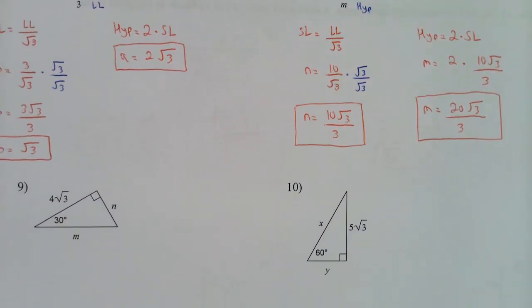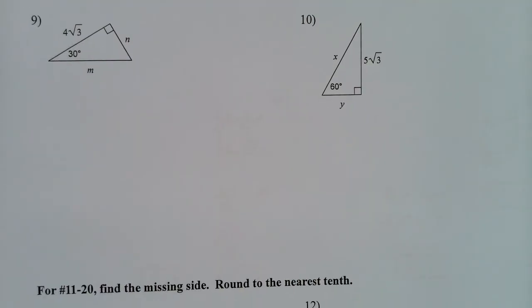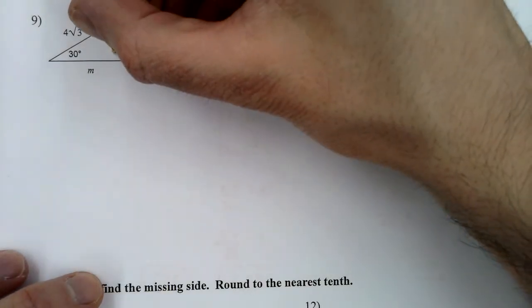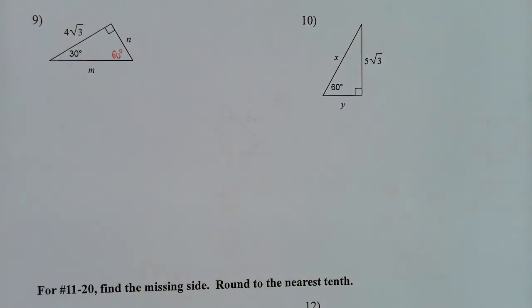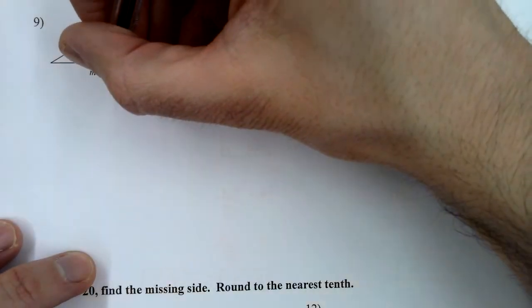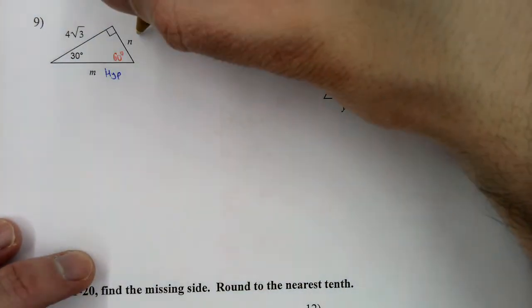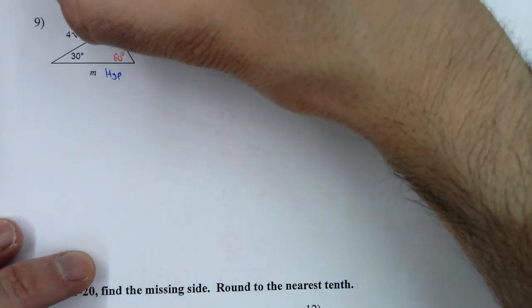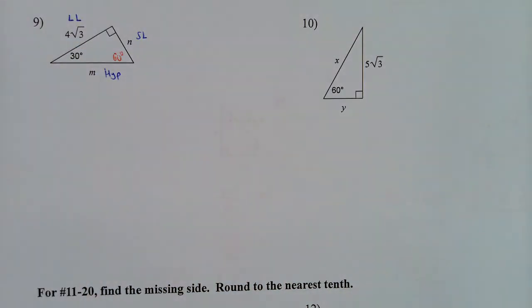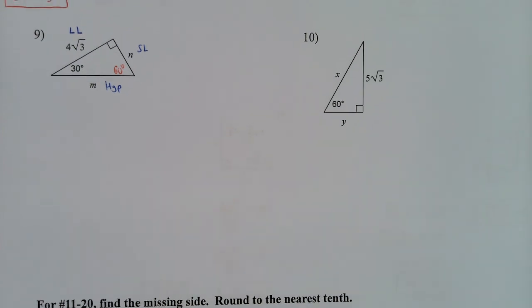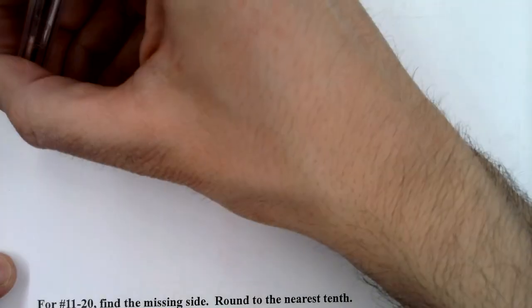Two more on this before we move on to the trigonometry. Okay, so 60 degrees right here. Label the sides. Hypotenuse, short leg, long leg. Get the short leg first. Short leg equals long leg divided by square root of 3.